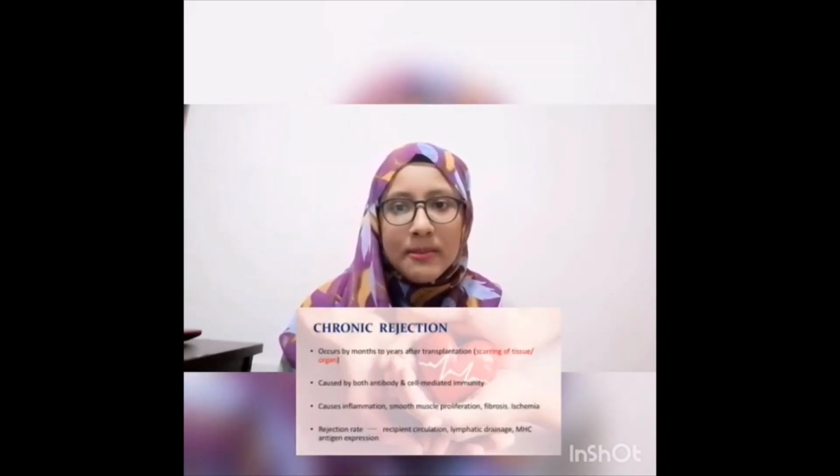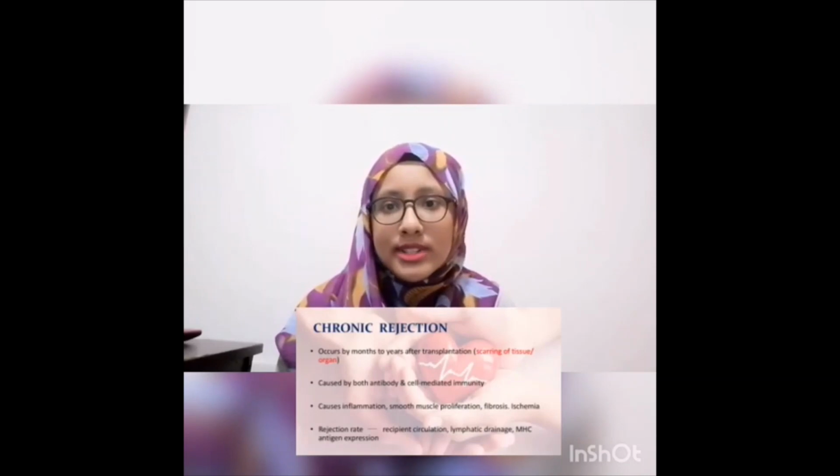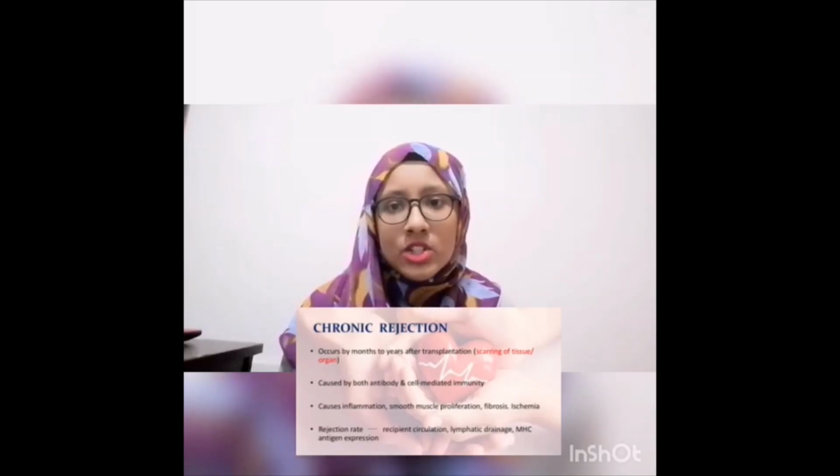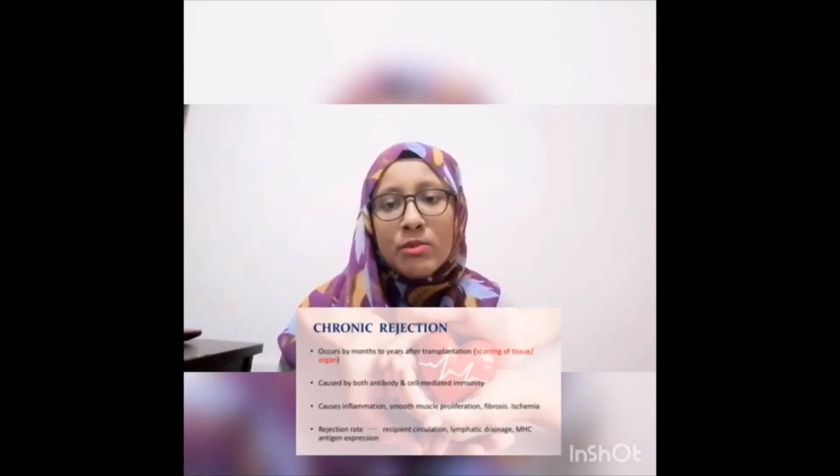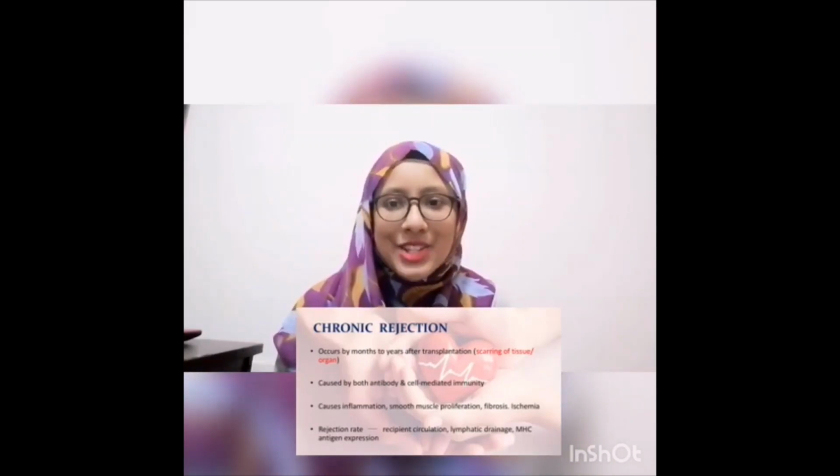And the last one is chronic rejection, which occurs within months or years after transplantation due to scarring of tissue or organs. It is caused by both antibody and cell-mediated immunity, and it will result in inflammation, smooth muscle proliferation, and also fibrosis. The major causes of chronic rejection are previous episodes of acute rejection, inadequate immunosuppression, and post-transplantation infections. That's all from us.